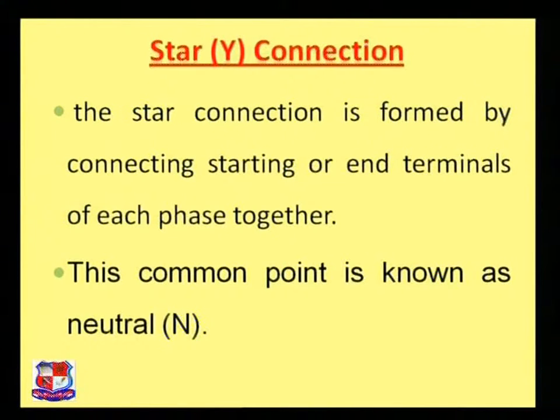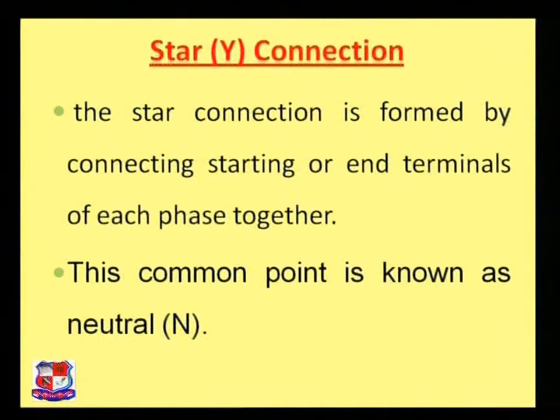Now again continue with the star connection. The star connection is formed by connecting the starting terminals of each phase together. So the starting points of each phase are connected with each other, with the different transmission lines A, B and C, and all the ending points of these three lines are connected with each other. That is known as point N. That is again we can say it's a neutral point. So this kind of configuration is known as a star connection.